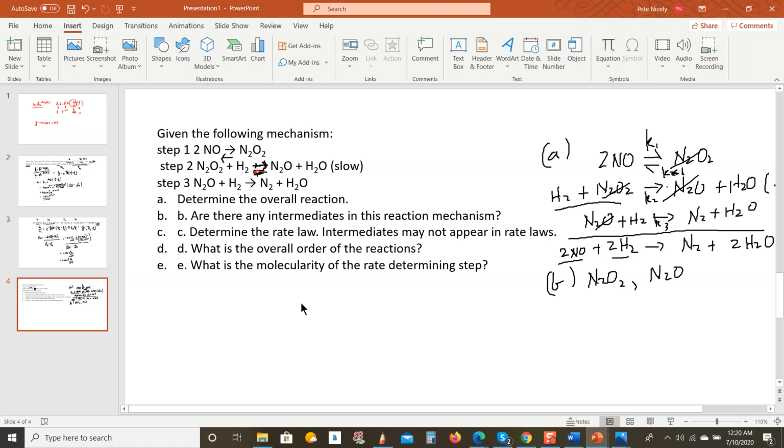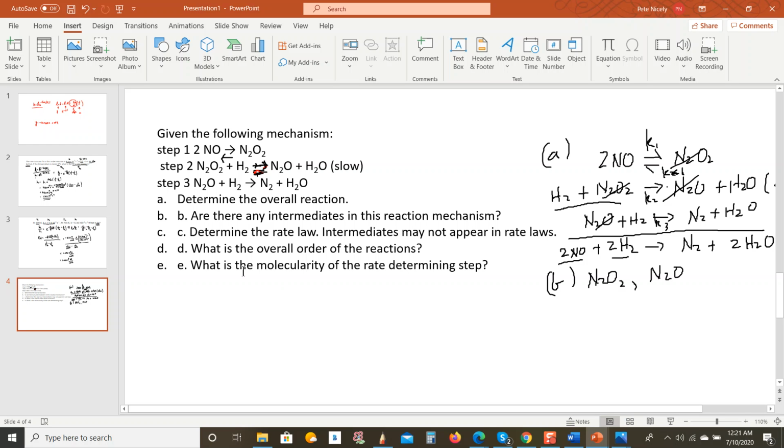Okay, so let's look at this example of a problem involving reaction mechanisms. In this question, they gave you three steps of the mechanism and they ask a series of questions. The first of which is determine the overall reaction. This is something that we have done before. We simply add up all the elementary steps, canceling out the identical items on both sides, and that will give us the net reaction.